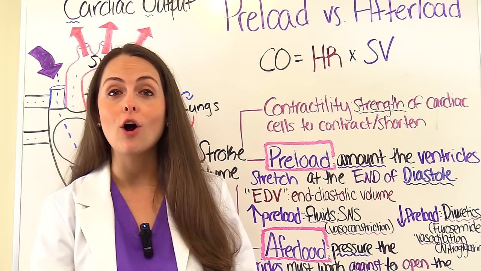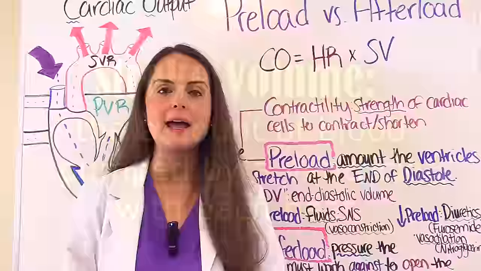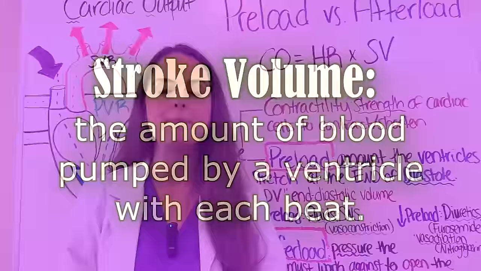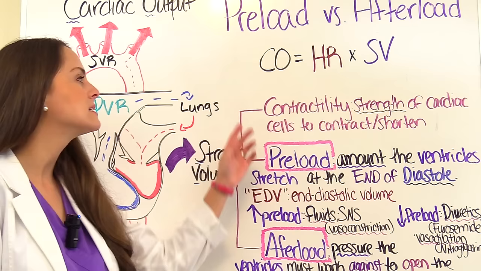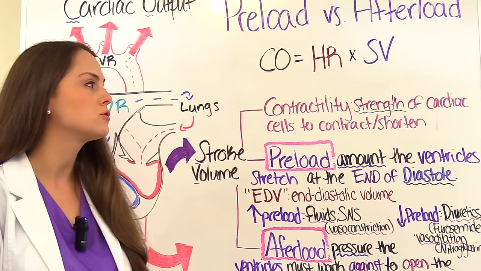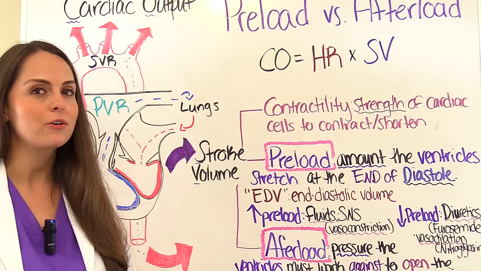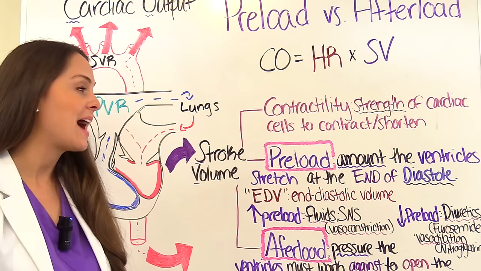Now, this is where preload and afterload come into play. Stroke volume is the amount of blood pumped by a ventricle with each beat, and it is affected by three things. One thing it's affected by is contractility, which is the strength of cardiac cells to contract or shorten. We're not really going to concentrate on contractility. The main things we're going to concentrate on are the other two factors that affect stroke volume, and that is preload and afterload.